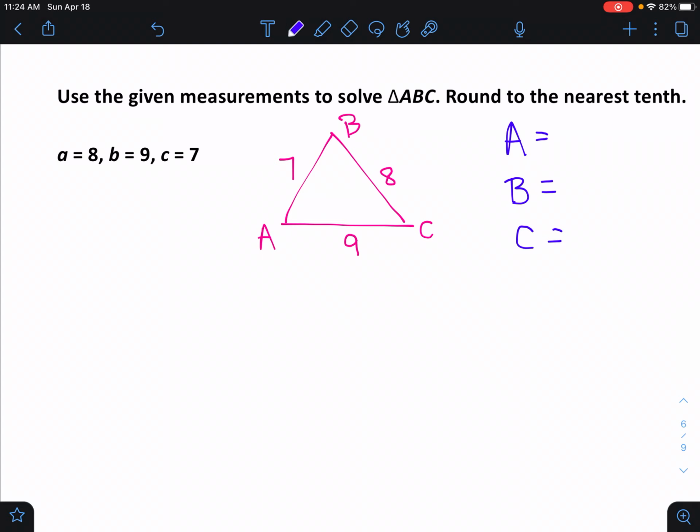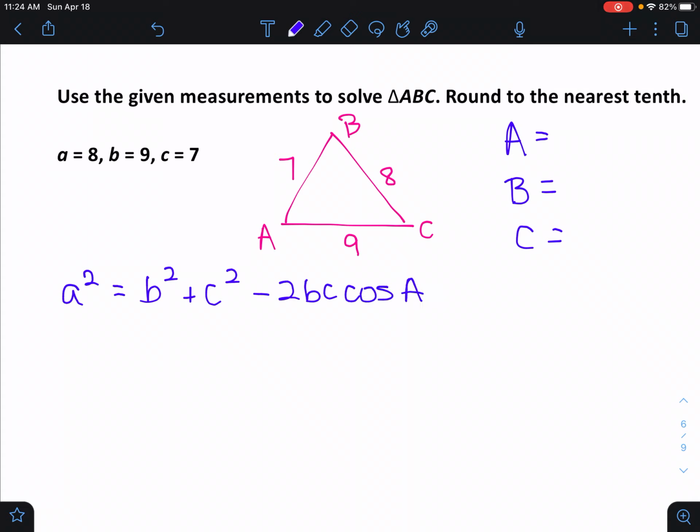Now, once again, I cannot use law of sines, so always try to start there, and then that's a good indicator that you have to use law of cosines. I don't have an angle and its corresponding side, so I know that I'm going to have to use law of cosines here. So I'm just going to start with angle A, so my law of cosines is going to be a squared equals b squared plus c squared minus 2 times b times c times the cosine of A.